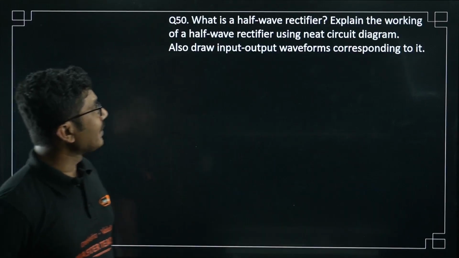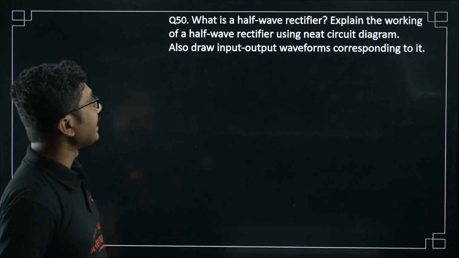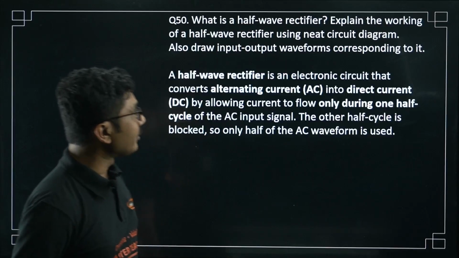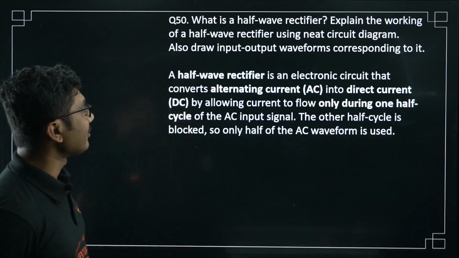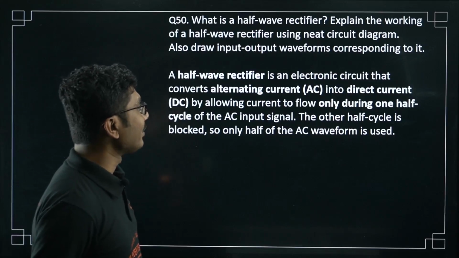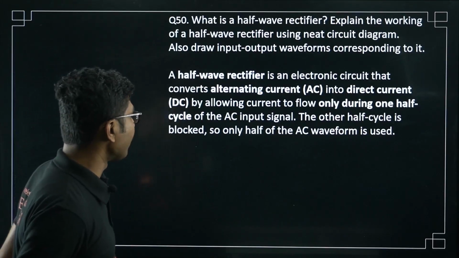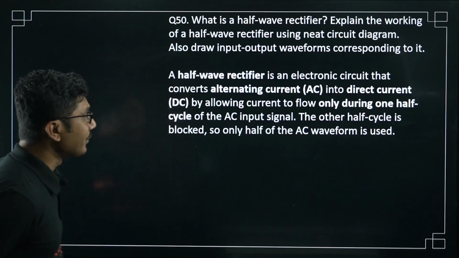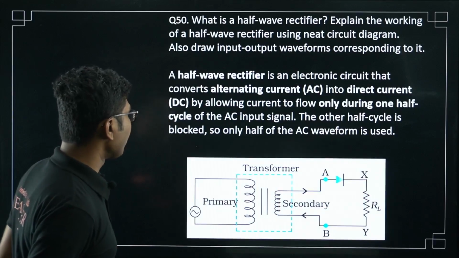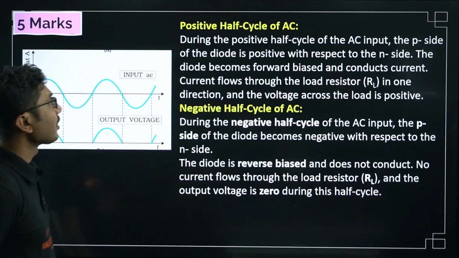Now what is a half wave rectifier? Explain the working of a half wave rectifier using a neat circuit diagram. Also draw the input and output waveforms corresponding to it. A half wave rectifier is an electronic circuit that converts alternating current AC into direct current DC by allowing current to flow only during one half cycle of the AC input signal. The other half cycle is blocked, so only half of the AC waveform is used. So this is the half wave circuit diagram.